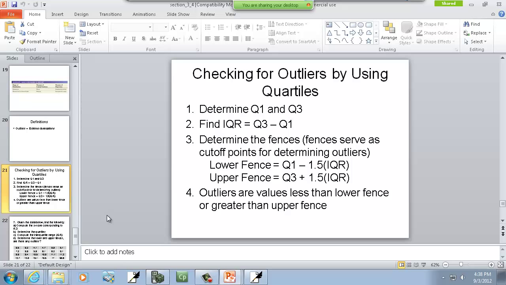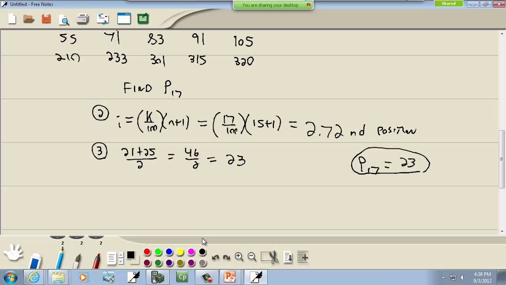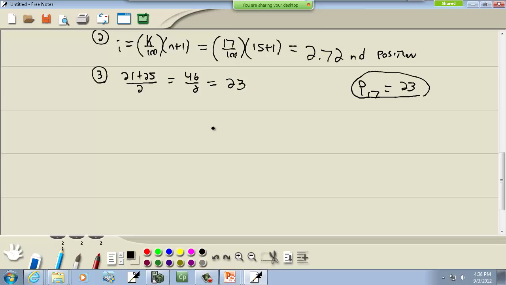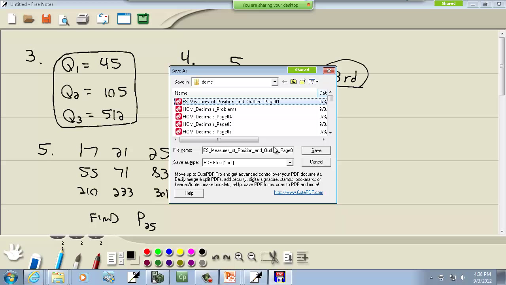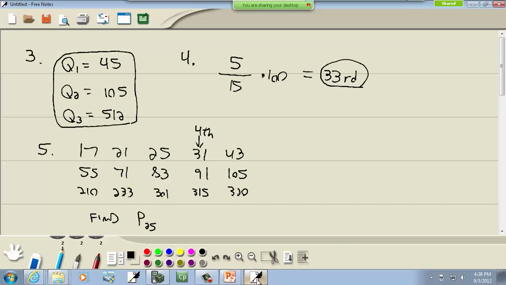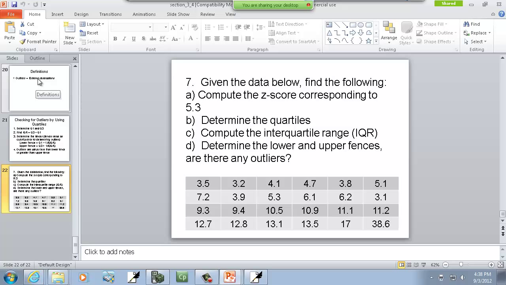Okay. Let's take a look at problem number 7. This has a lot of different things we're going to be looking for. Shouldn't say a lot, but it'll be 4 different things. Start a new page. It says, given data below, find the following: compute the z-score corresponding to 5.3.